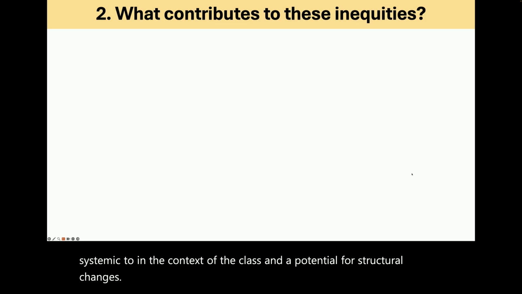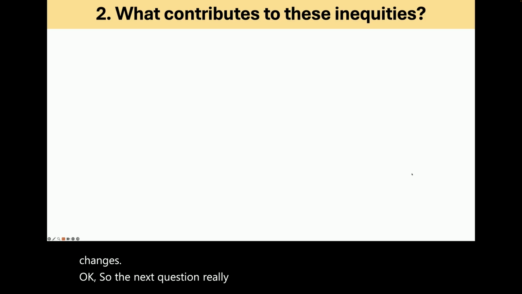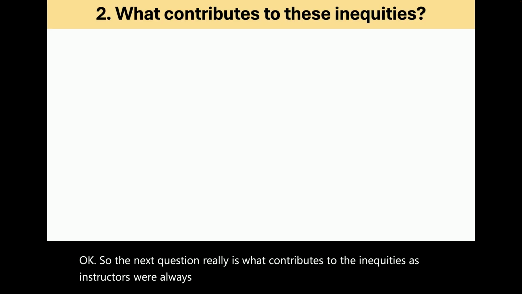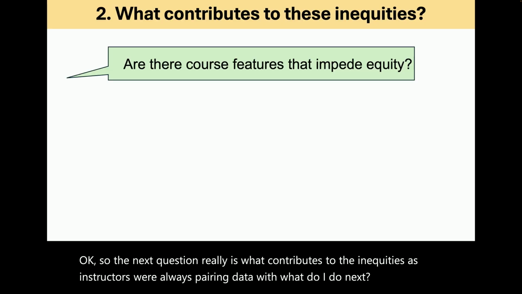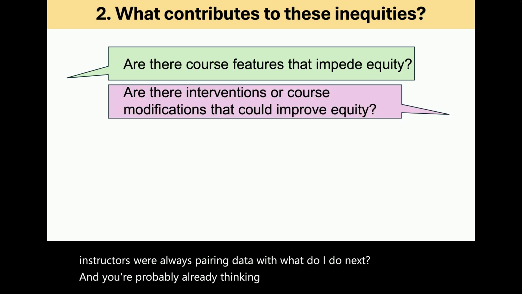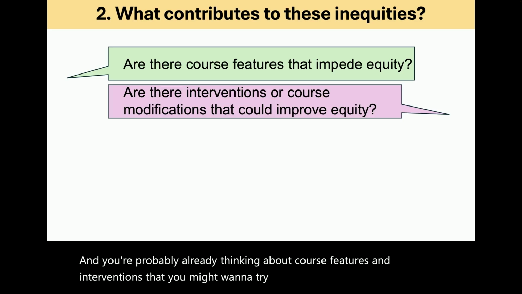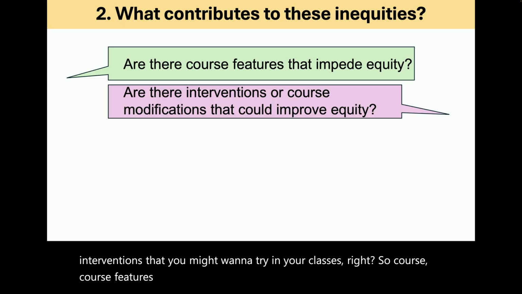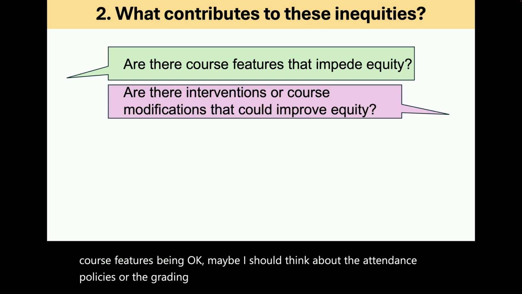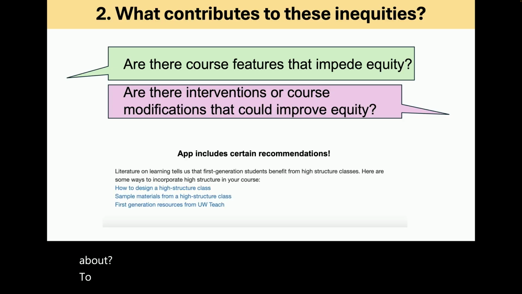Okay, so the next question really is, what contributes to the inequities? As instructors, we're always pairing data with what do I do next? And you're probably already thinking about course features and interventions that you might want to try in your classes, right? Course features being, maybe I should think about the attendance policies or the grading patterns, or interventions that you're thinking about. To support this kind of reflection, the app links to a small curated set of resources.